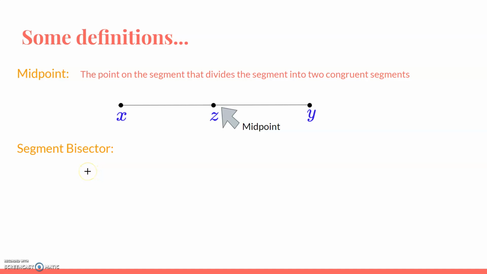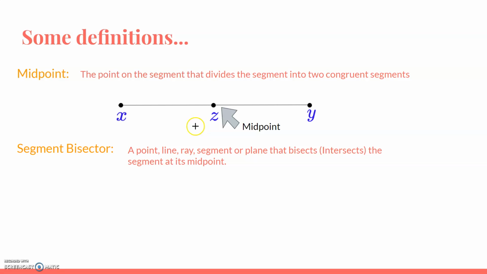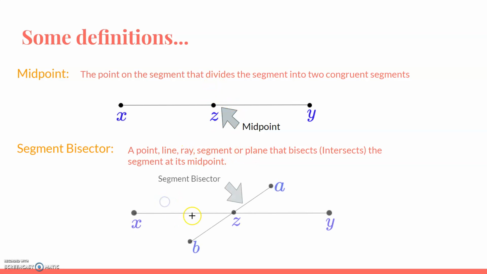Now moving on to the segment bisector. As you can see here, the segment bisector is a point, line, ray, segment, or plane that bisects, which is another word for intersects, the segment at its midpoint. We already know what the midpoint is. A midpoint is the point that's in the middle of a line segment. So according to the segment bisector, there's going to be a point, line, ray, segment, or plane that's going through the midpoint. Here, this is represented in a diagram.